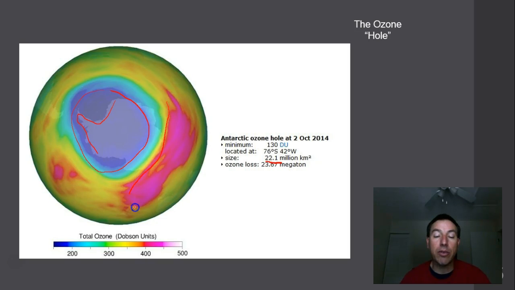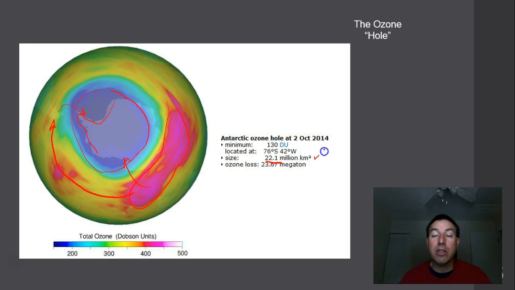Then you have areas of really high amounts of ozone. But because of the global wind patterns, that ozone just kind of tends to circulate around the hole and doesn't fill in the hole. Later on, when the temperature starts to cool off, then this ozone will start to fill in this hole. But in the warm summer months, it does not.